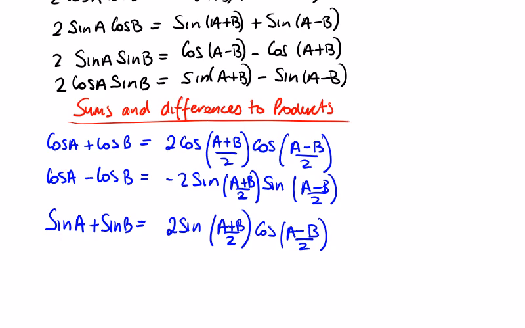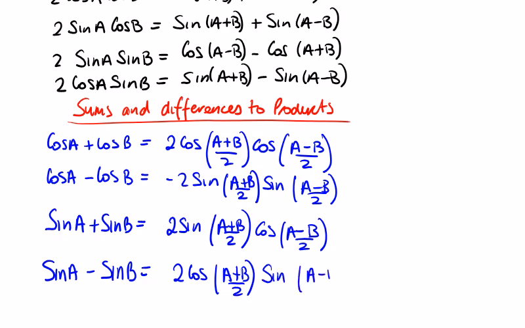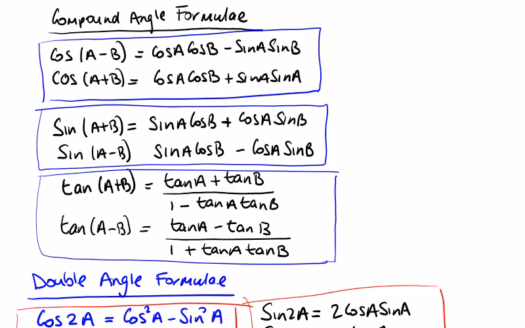Then we have the sine of A minus the sine of B, and that's equal to twice the cos of (A plus B) over 2 multiplied by the sine of (A minus B) over 2. So let's have a look at some questions that relate to these. Just checking back over my work here, the cos of (A minus B) is actually a plus sign in the middle, and the cos of (A plus B), good to check back over your work, is a minus sign in the middle.